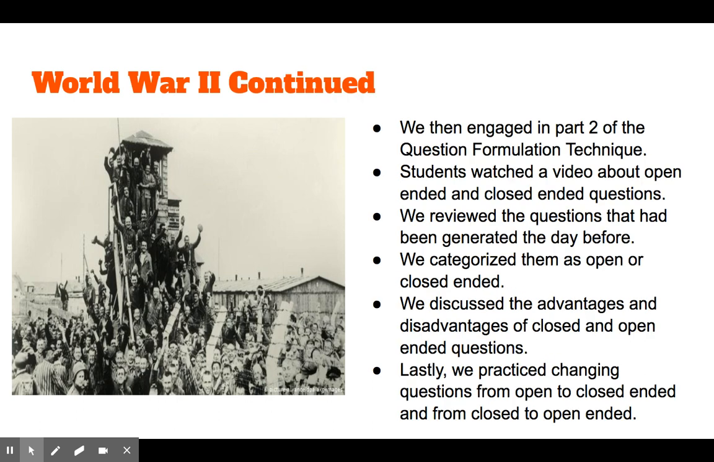The following day, we engaged in part two of the question formulation technique. Students watched a video about the difference between open-ended and closed-ended questions. We reviewed the questions that had been generated the day before, and we categorized them as open or closed-ended. We then had a discussion about the advantages and disadvantages of both types of questions, closed and open-ended. And lastly, we practiced changing questions from open-ended to closed-ended and from closed to open-ended.